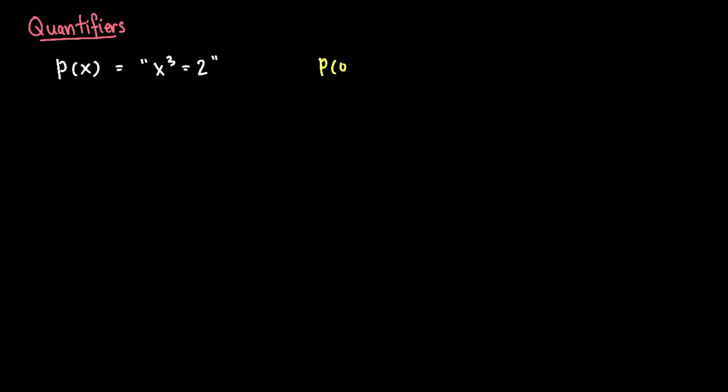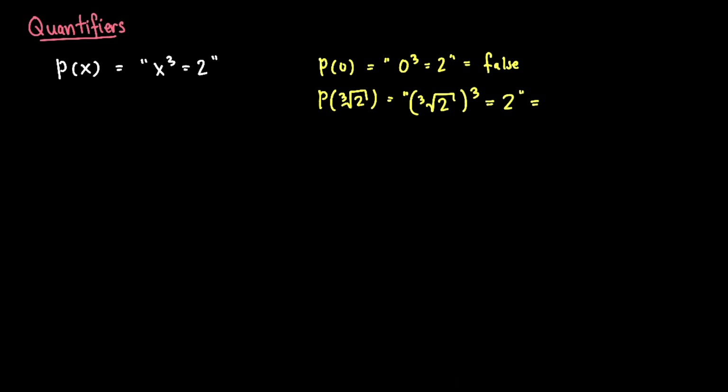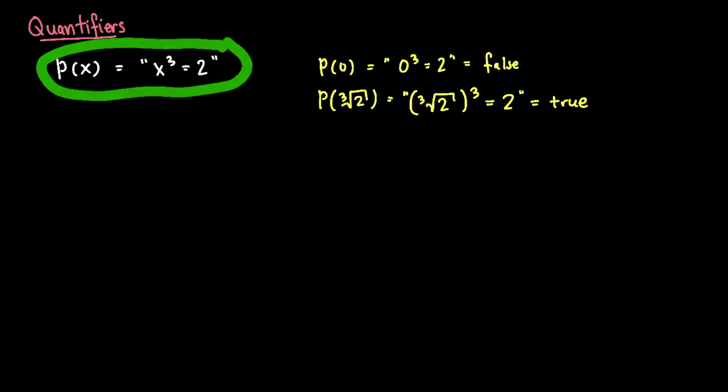For example, if x is 0, then I get a statement p of 0, which is the statement that 0 cubed equals 2, which is clearly false. 0 cubed is 0. But if I plug in a different number, for example, the cube root of 2, that's the only solution to this equation. If I plug in the cube root of 2, this is the statement that the cube root of 2 cubed equals 2, and that's clearly true. So the truth value of this predicate depends on what x is.